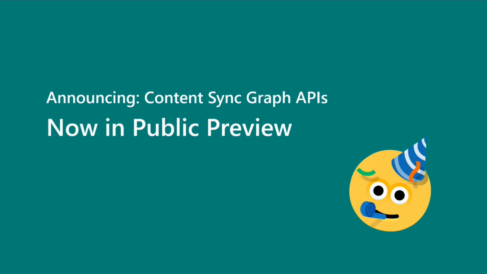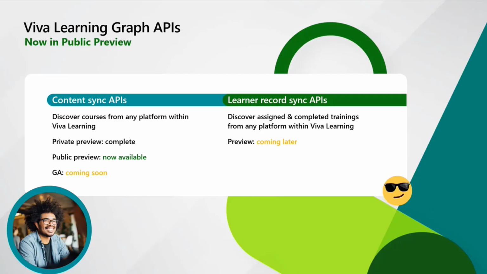This leads me to the big announcement for today. The Content Sync Graph APIs are now in public preview. This shows the detailed timelines for all the different Graph APIs. So we just completed the private preview for our Content Sync APIs, and we have 3 partners who have already successfully integrated using our Content Sync Graph APIs. So now we have our Graph APIs available in the public preview. Soon after the public preview, we'll have our Graph APIs available in GA.